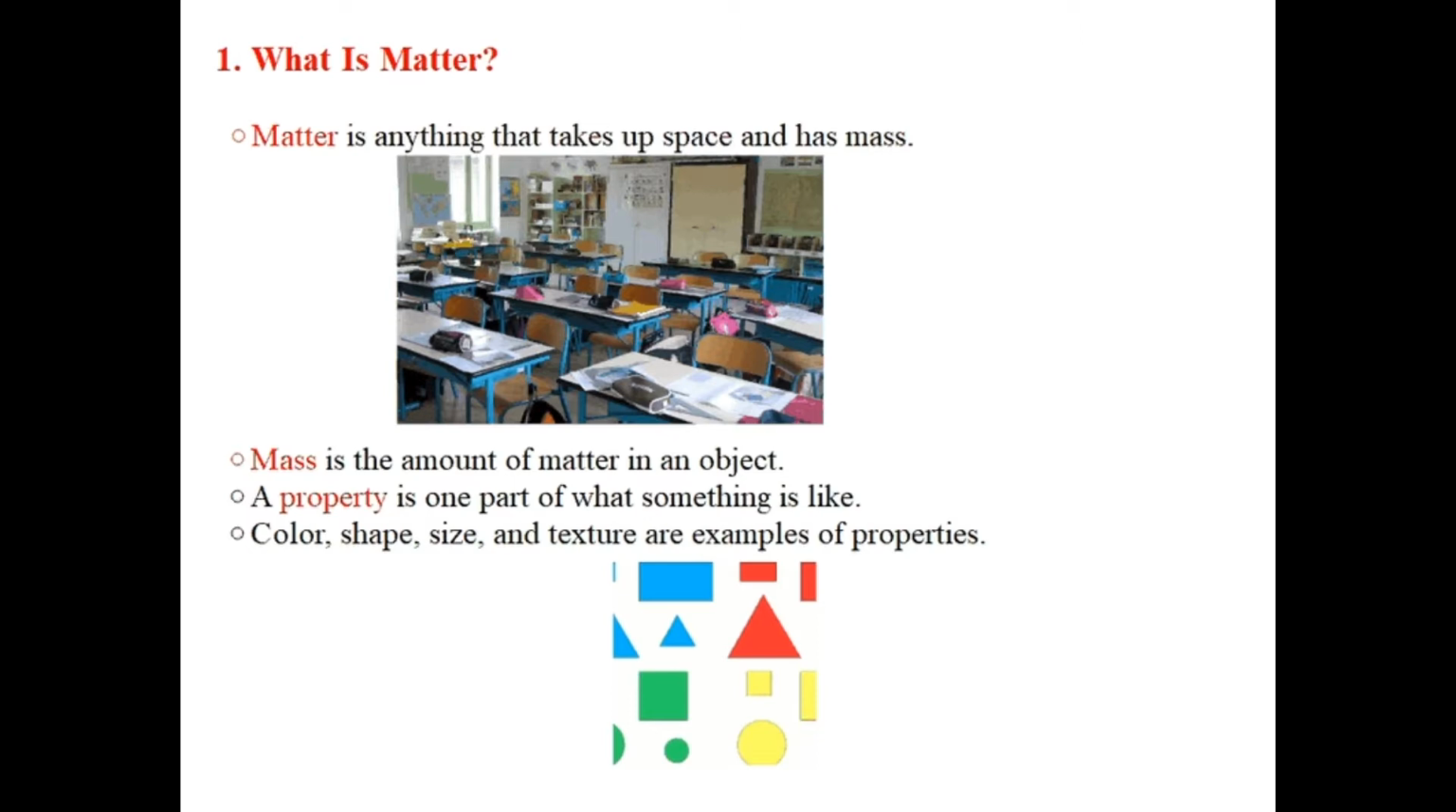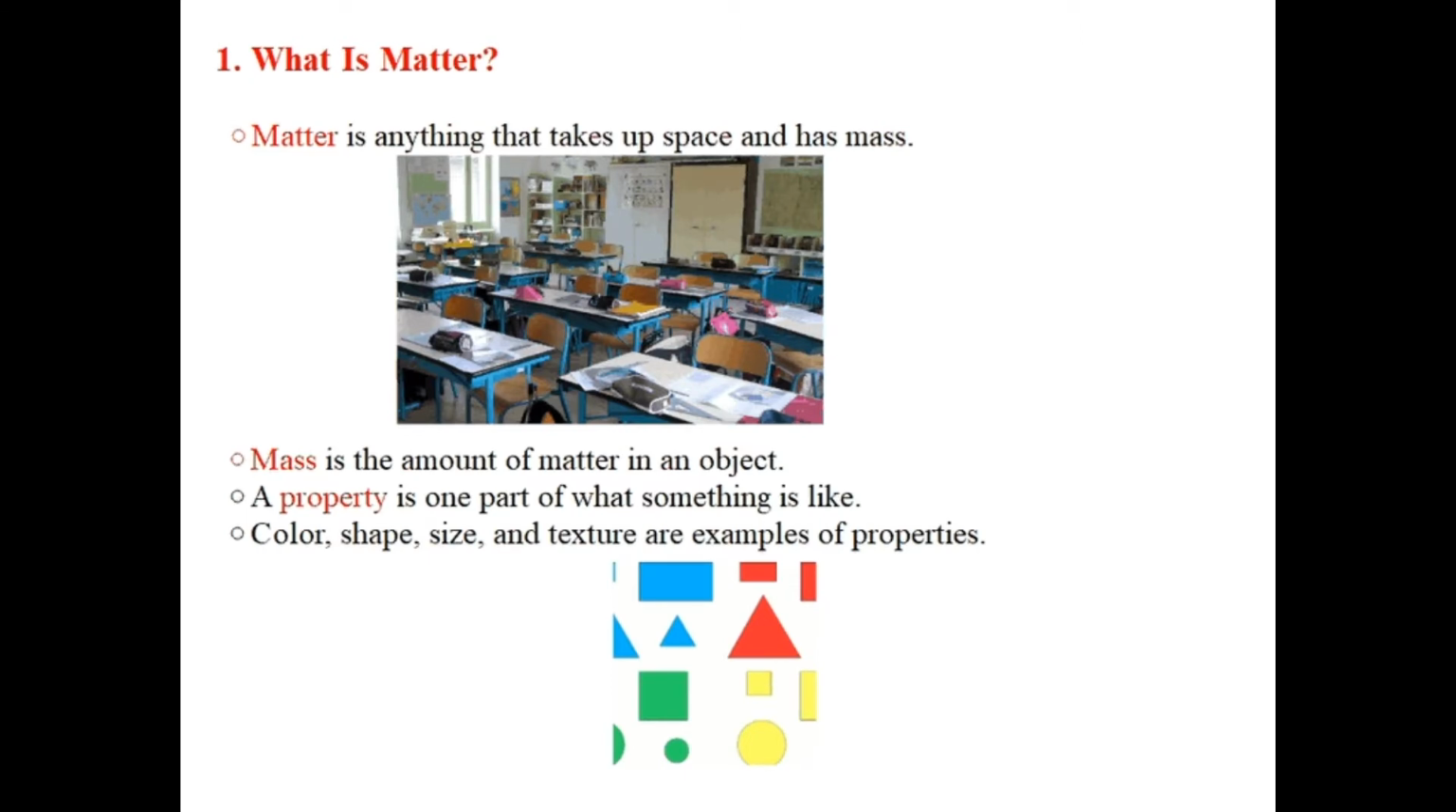A property is one part of what something is like. Color, shape, size, and texture are all examples of properties. If we look at the picture below, we can see that we have a triangle, a rectangle, a square, a circle. All of these are shapes.